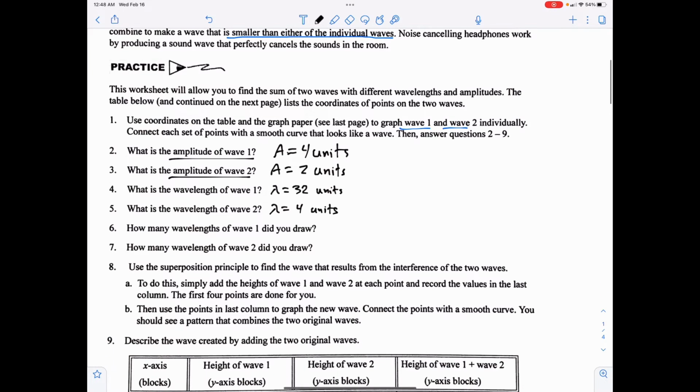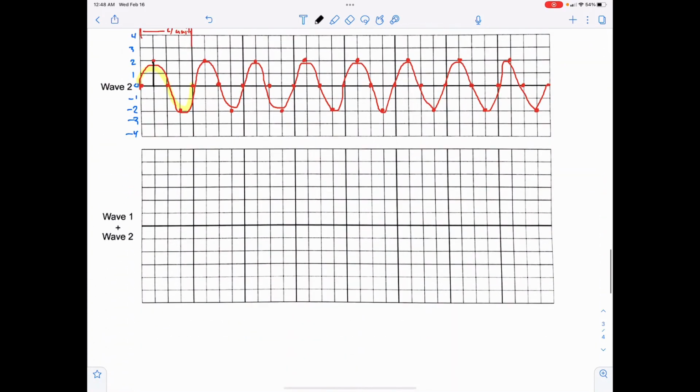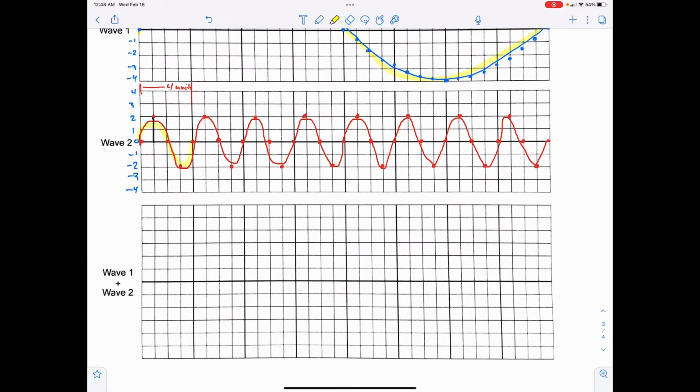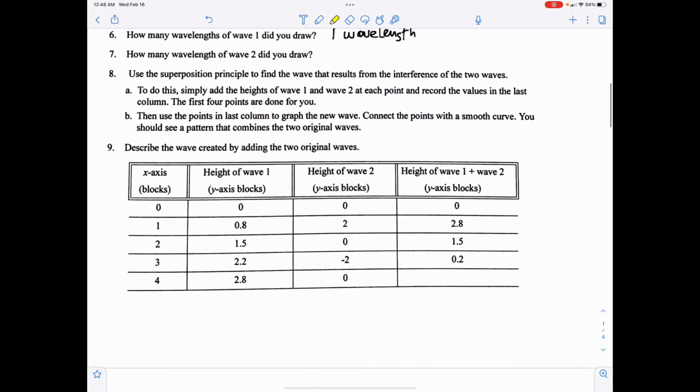Okay, how many wavelengths of wave 1 did we draw? Well, we drew 1 wavelength. How many wavelengths did we draw in number 2? Well, if you can look, there are a total of 1, 2, 3, 4, 5, 6, 7, 8 complete cycles. Therefore, there's 8 wavelengths.